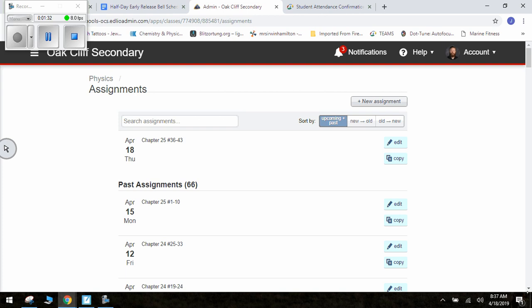Starting with the ones I've already done. And then I have chapter 24, 25 through 33. And I got chapter 25, 1 through 10. And chapter 25, 36 through 43. One thing that's not on here, but I'll fix that.